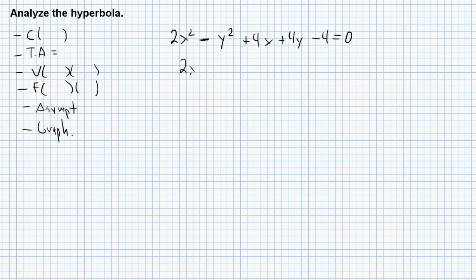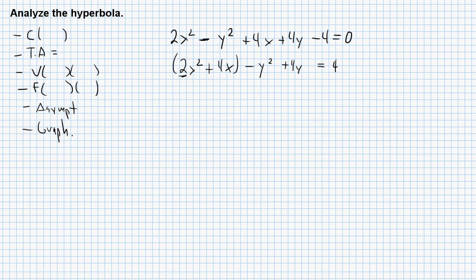We start out by gathering all the x terms. That's 2x squared plus 4x. And then here's the y squared terms, like this. And that's going to be plus 4y. And then we're going to clear the constant and have that be equal to 4 over here. Okay, so let me see. So we're going to complete the square on the x squared part first.